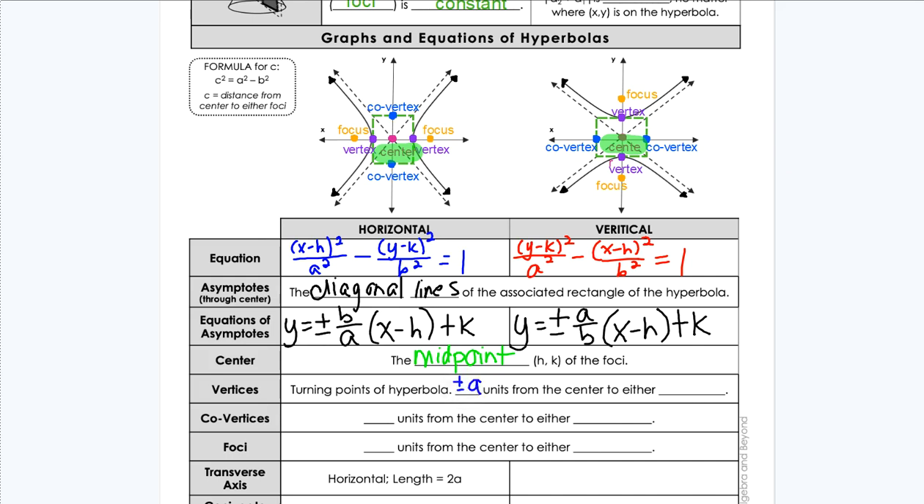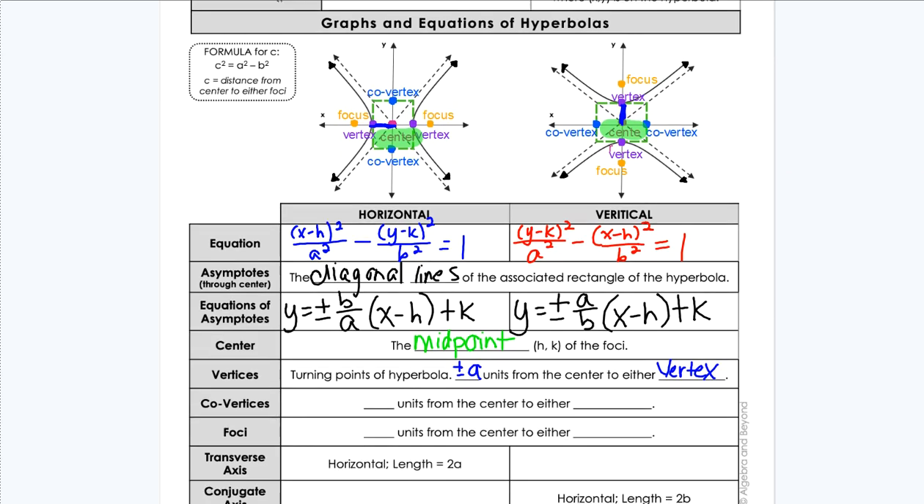and to find their distances from the center, we use plus or minus a. So that a that we've been using in all these equations, that is the distance from the center to either vertex. So to highlight that in the picture, we're going from the center to the vertex. In the vertical one, it would be going up and down from the center to the vertex.